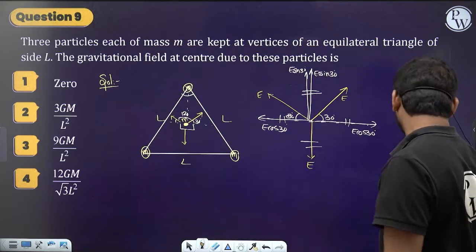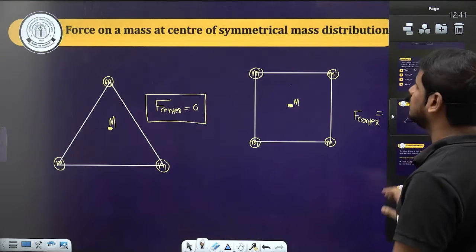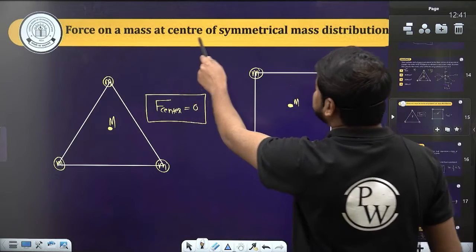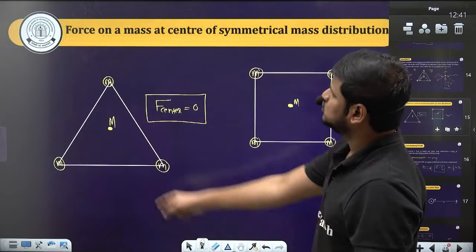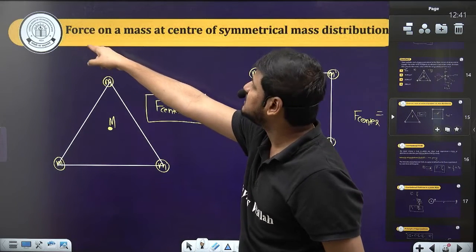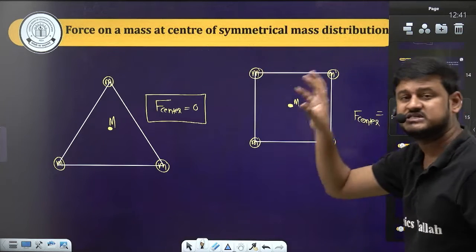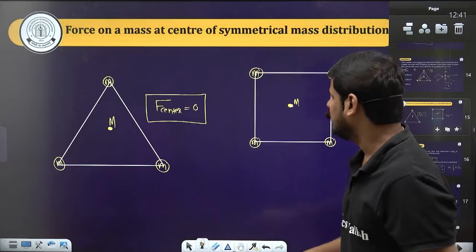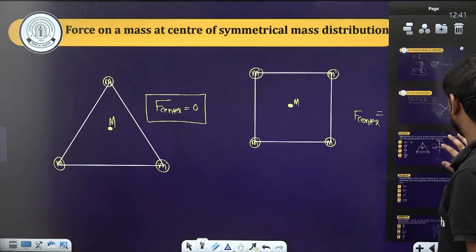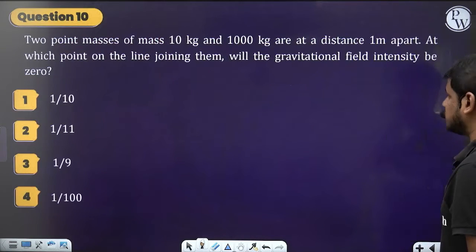Okay, previously I already wrote that. So the force on a mass at the center of a symmetrical mass distribution, or instead of force you can also write, the gravitational force on a mass which is placed at the center of a symmetrical mass distribution is again 0. Okay, clear? Chalo guys, let's take the next question.